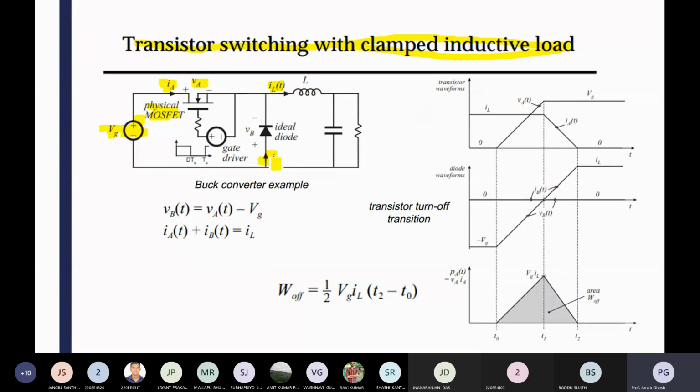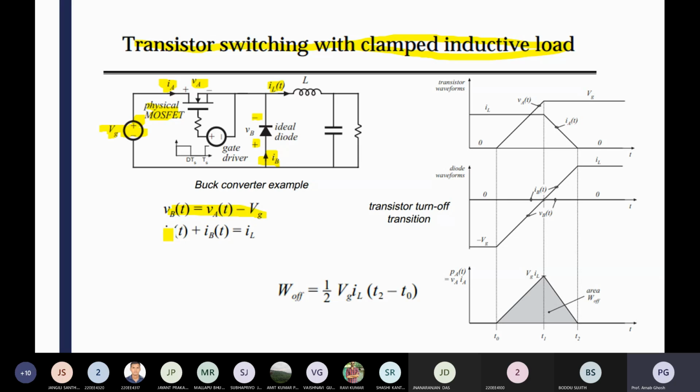If you use KVL, it comes as VG minus VA plus VB. So what is the value of VB? Definitely it will come as VA minus VG. So it is a simple thing. And the same for current: IA plus IB comes to IL. So how does the switching loss come? I am getting a triangle over there. So what is that value?